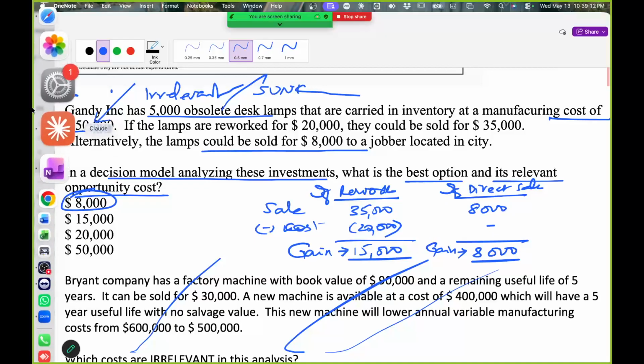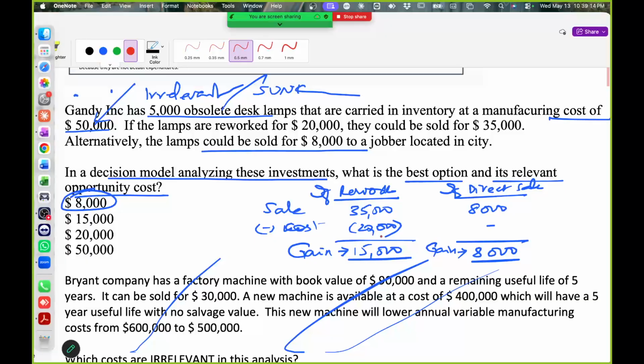Financially, the best option is rework because rework will give me a gain of 15,000. Yeah, this is the best. But what is its opportunity cost? Giving up rework, selling directly, I have a gain of 8,000. That's why I said relevant cost is gain also, revenue also, cash flow also.